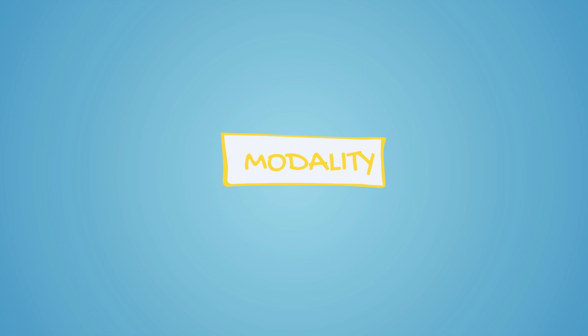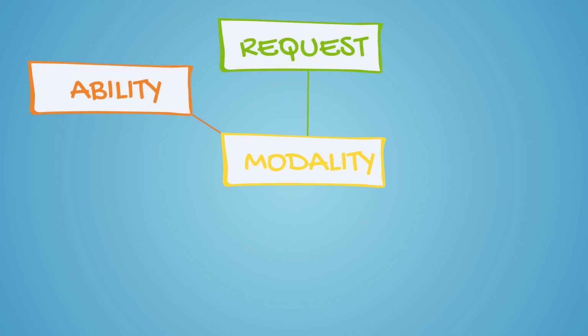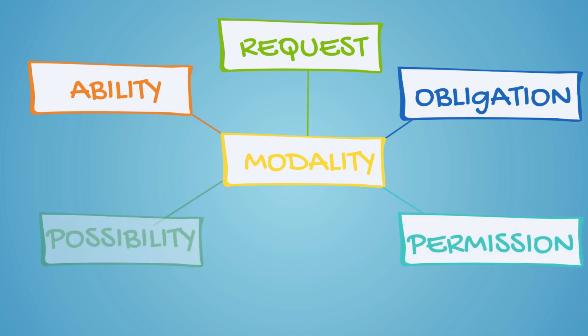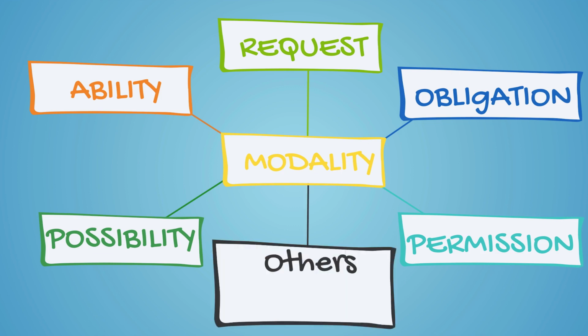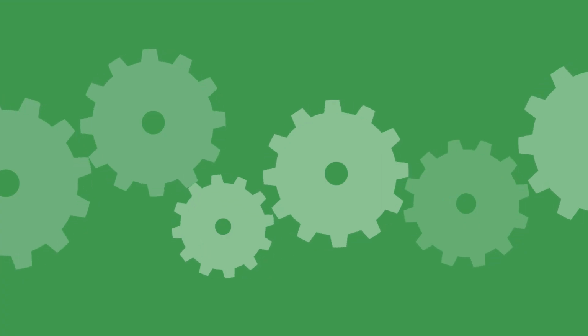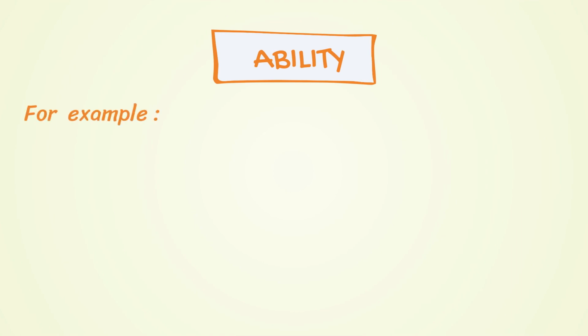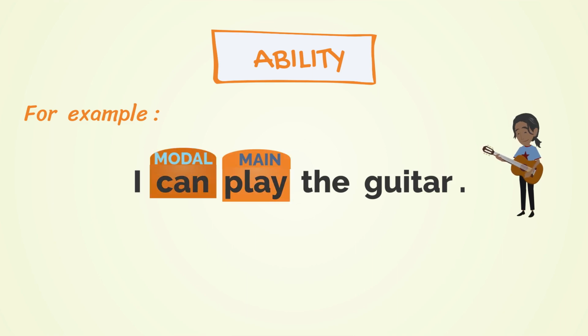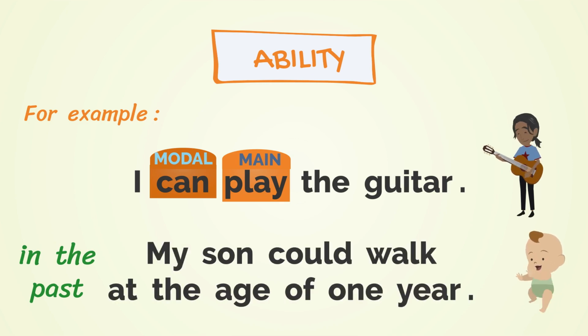So, modal verbs are used to express various types of modality, such as ability, requests, obligation, permission, possibility, and others. Ability. I can play the guitar. My son could walk at the age of 1 year.